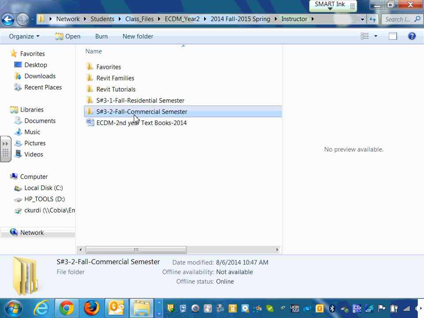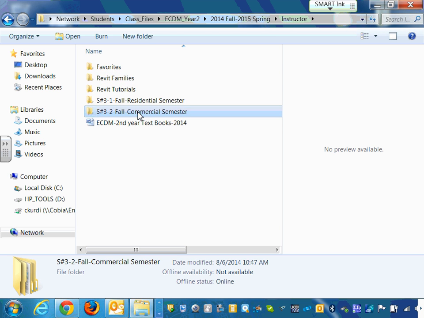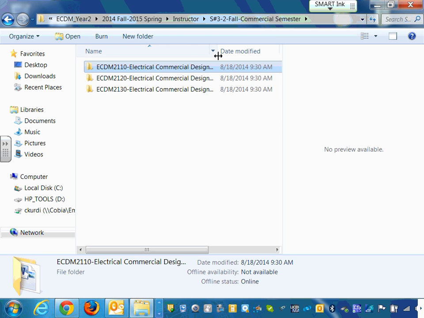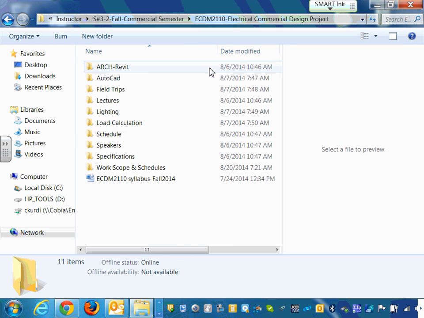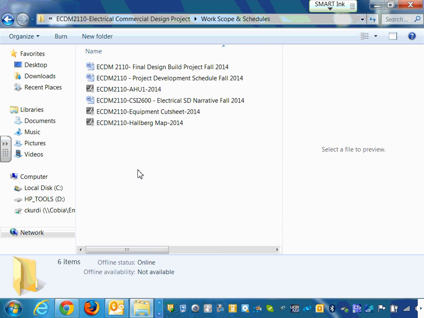I'm going to walk you through it after I'm done. So I'm going to do the commercial today, and I'm going to walk you a little bit through the Revit families later on. I'm going to start with the lab, and go over work, scope, and schedules. This is where I am, so I'm going to be looking at these documents.